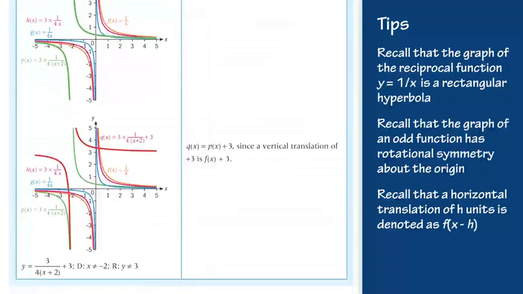The last transformation is a vertical shift of 3 units in the positive y direction. This is represented by the function q. Q of x equals p of x plus 3 equals 3 divided by 4 multiplied by x plus 2 plus 3, whose graph is the red line.